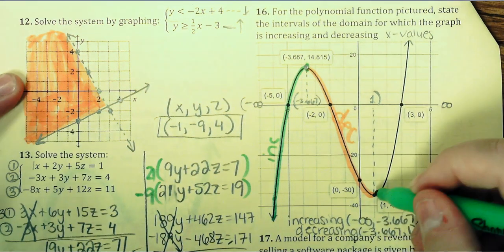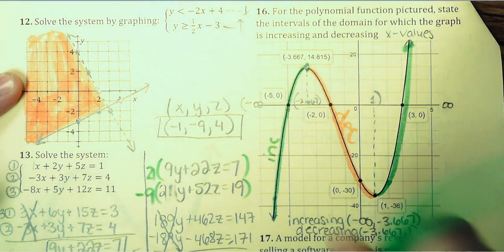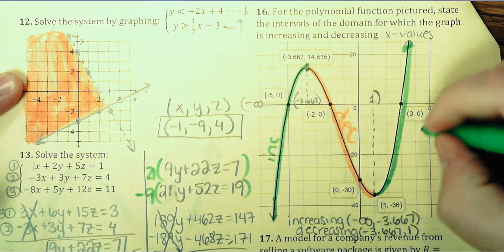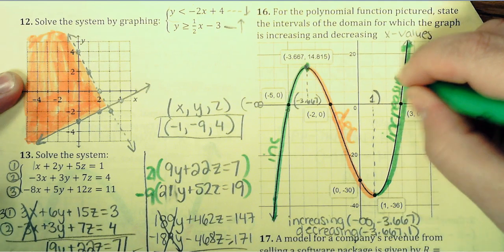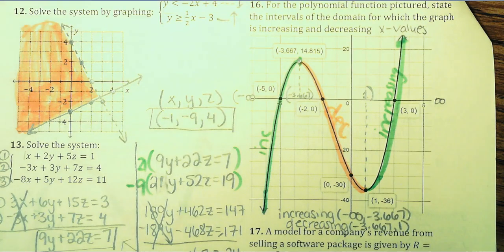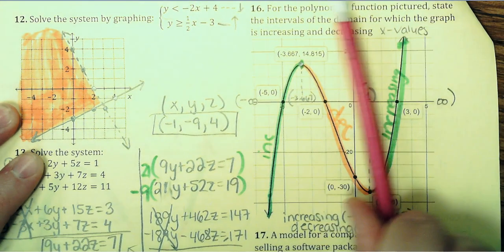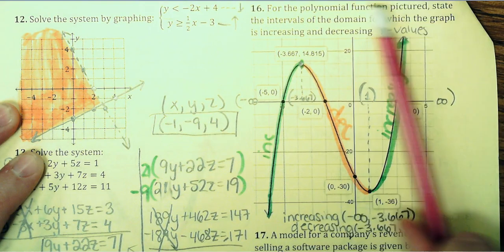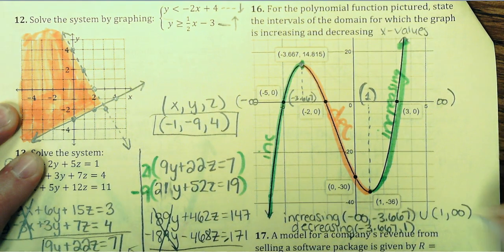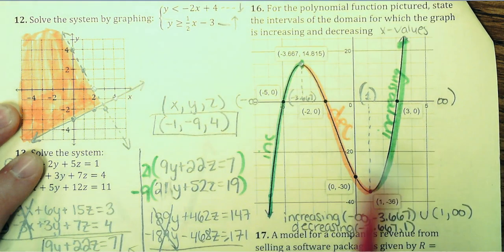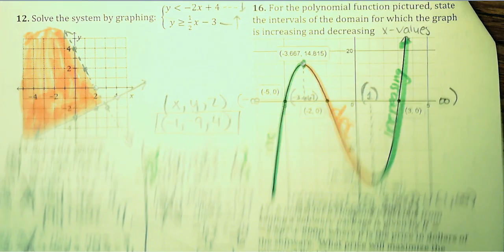As I continue to trace the graph from left to right, the rest of the graph, as I go all the way to the right forever, is traveling up. So this is increasing here for the rest of the graph. So that switches over at 1. The rest of the graph as I travel to the right is increasing. So that's where that positive infinity is going to come from, 1 to infinity. Two intervals are increasing and one interval is decreasing on that particular graph.